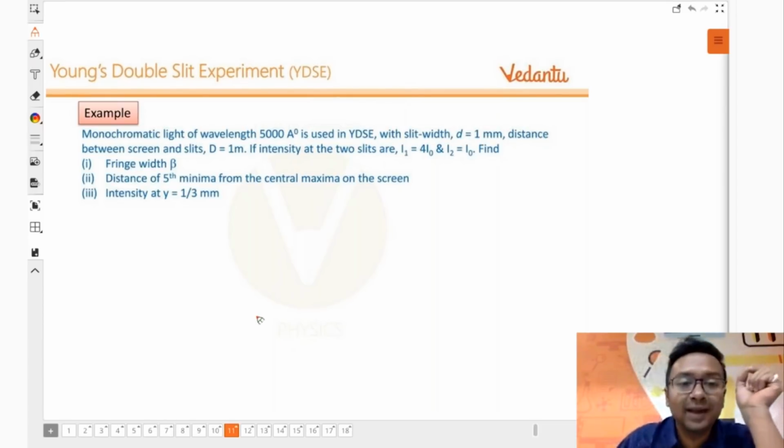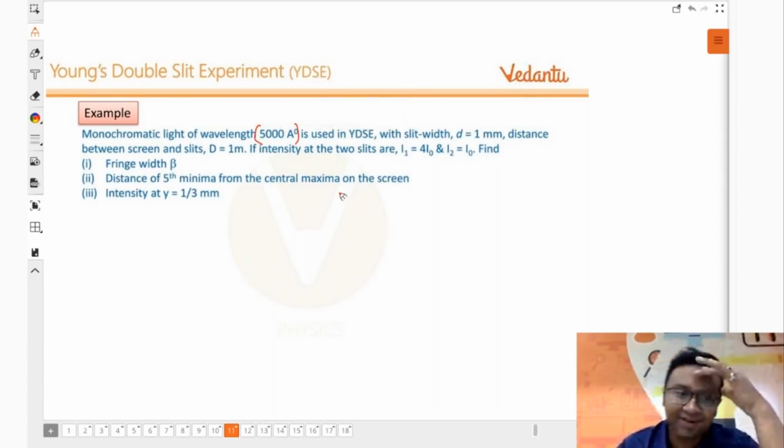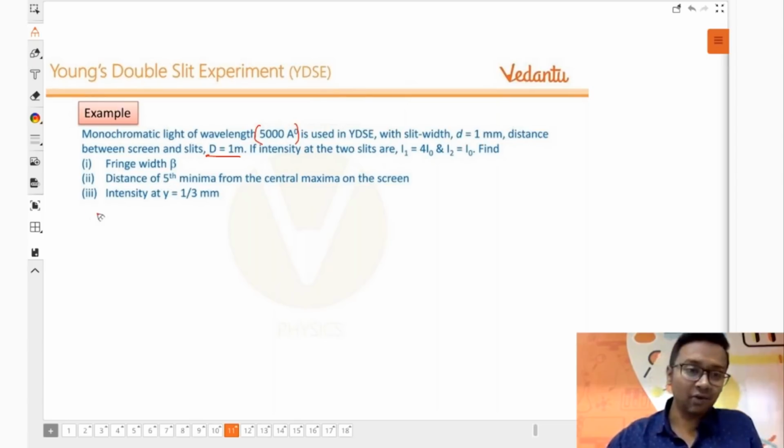There's a monochromatic light of wavelength 5000 angstrom. These are all the basics that we actually require, nothing else. Now, here slit width d is equal to 1 millimeter, distance between the screen and the slits, that is capital D, is equal to 1 meter. If intensities at the two slits are I1 is 4 I naught and I2 is I naught, find the fringe width. Students, now how do we get the formula of fringe width?